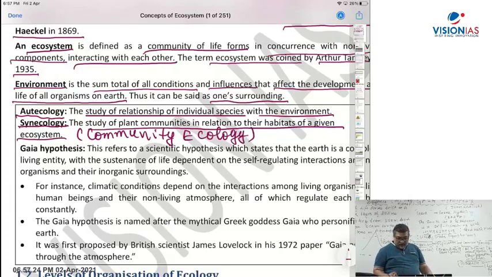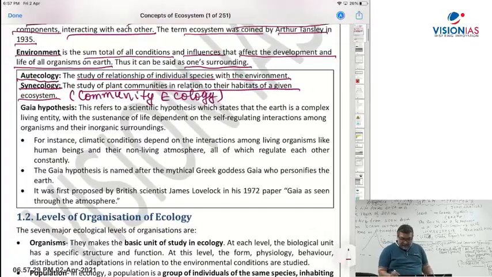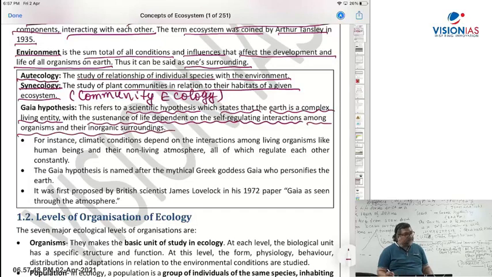Right? Now this is the Gaia hypothesis which I mentioned, given here. What is the Gaia hypothesis? It is a scientific hypothesis which states that Earth is a complex living entity, with sustenance of life dependent on self-regulating interactions among organisms and their inorganic surroundings. For example, climatic conditions depend on the interaction among living organisms like human beings and their non-living atmosphere, all of which regulate each other continuously.